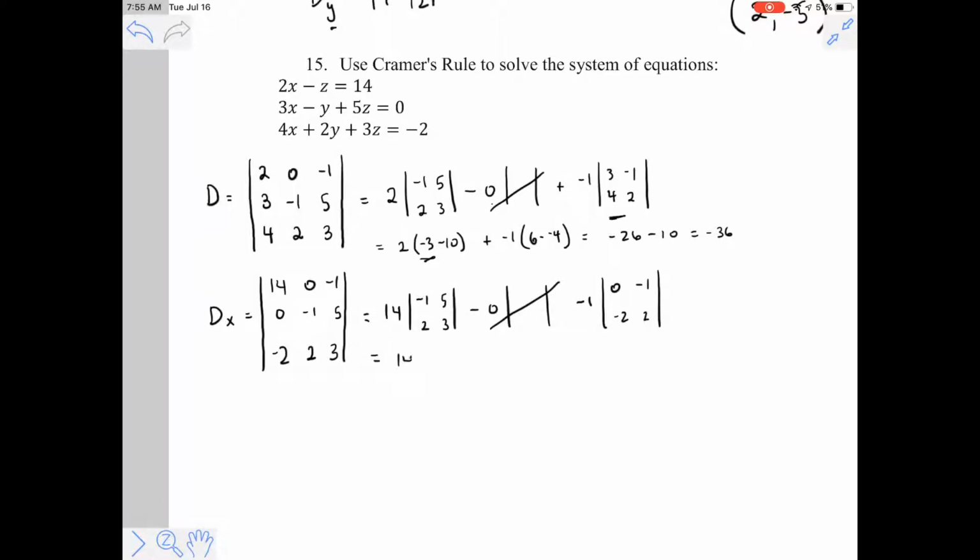So this is 14. And this is going to be 0 minus negative 2, rather, 0 minus 2. So this is 14 times negative 13. That's negative 182 plus 2. It's negative 180.